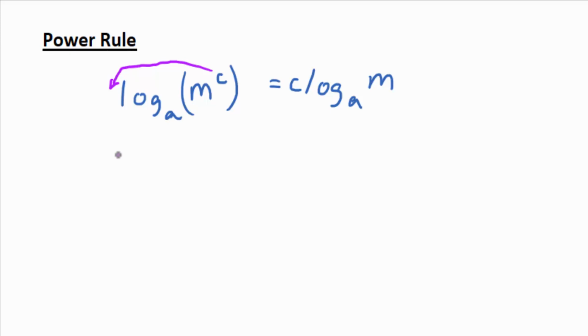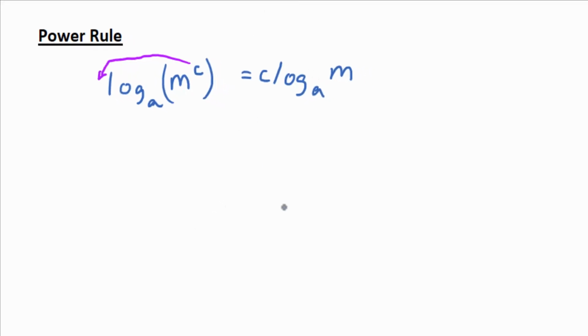Notice what's happening here. With the product rule, we reduced a product to a sum, right? With the quotient rule, we reduced a quotient to a difference, a subtraction problem. And with the power rule, we're changing a power, something with a power in it, to something with a product in it, c times log base a of m.